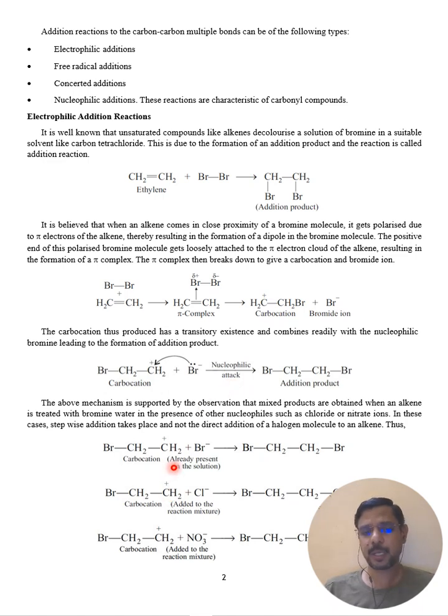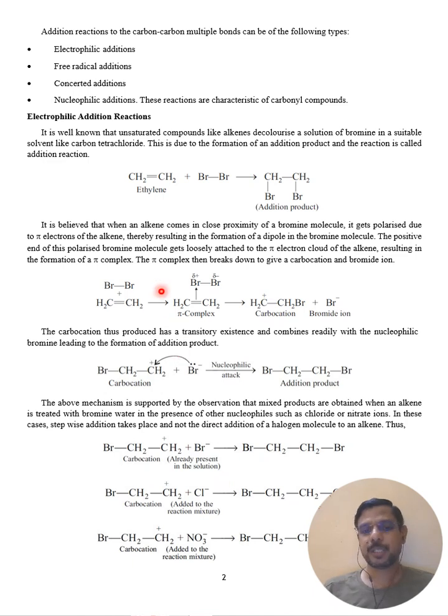Similarly, if you have different kinds of nucleophilic reagents in the reaction mixture, for example, after the first addition of the bromine, if you add an external nucleophile, for example chloride or nitrate ion, that nucleophile, that is the negatively charged species, will attack the positive charge, that is the carbocation, and it produces the brominated and chlorinated product, and the brominated and nitrate product. So this is how we can generate unsymmetrical compounds.